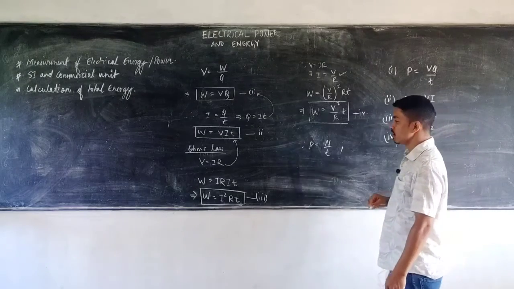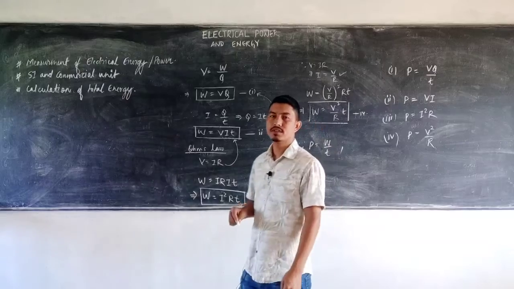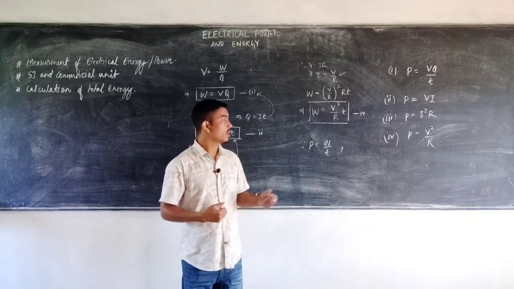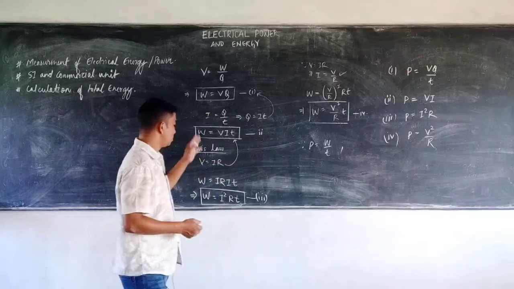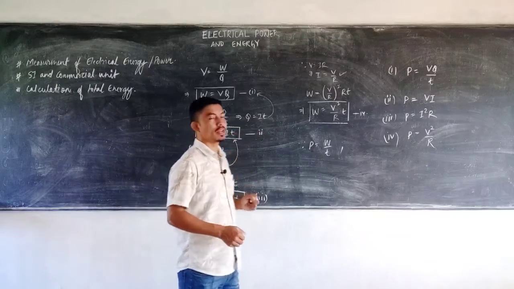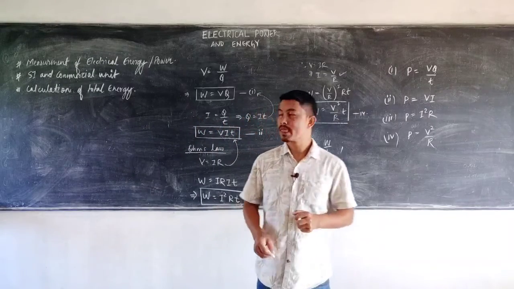Okay, so very easily I get the four expressions to find the power of electrical energy. That is how we obtain the expression for the work done by the electrical energy, and the power, that means the rate of doing work.